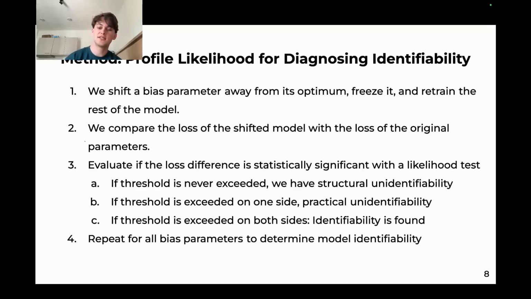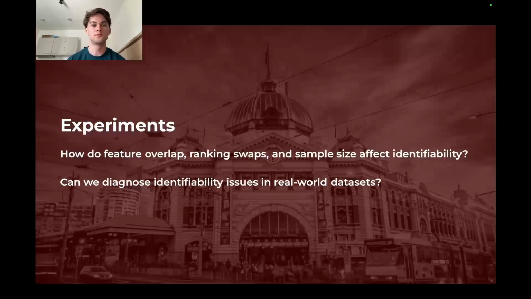If the threshold is exceeded on one side, so shifting either up or down, then we have practical unidentifiability. What this means is that if we gather more data, we can constrain the parameters further and we can reach identifiability. If we find that the threshold is exceeded on both sides, we have found identifiability. And importantly, we use a statistical test, which allows us to have a statistical significance result using this likelihood test. We can repeat this for all bias parameters to determine the identifiability of our whole model.